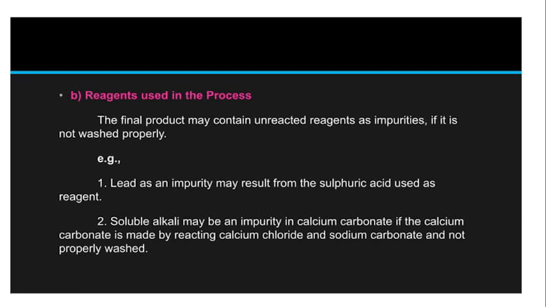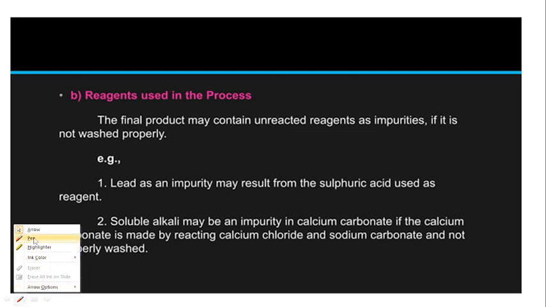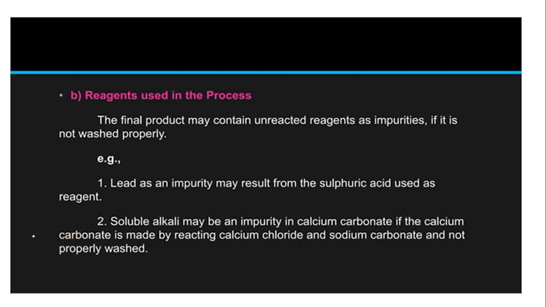Then second, the reagents used in the process. Now, what reagents do we use in the process? Obviously, for manufacturing anything, we use different kinds of reagents. The final product may contain unreacted reagent. Unreacted reagents means there are some reagents which can be activated only at a suitable condition, or we can say a favorable condition. So if these favorable conditions are not present, then they remain unreacted or inactive basically. So they act as impurities if not washed properly.